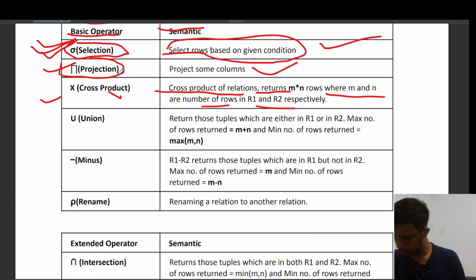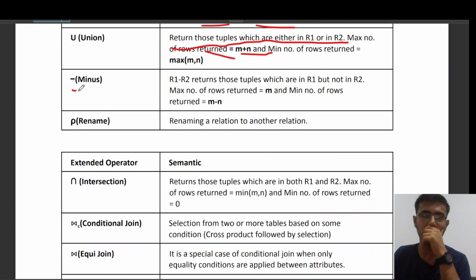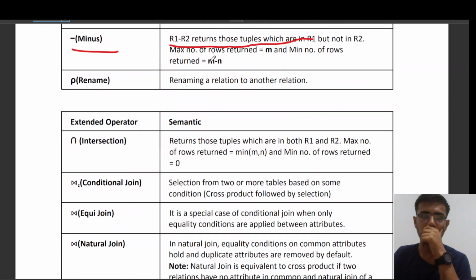This is basically the cross product. Union returns those tuples which are in either r1 or r2. Set difference, r1 minus r2, returns those tuples which are in r1 but not in r2.